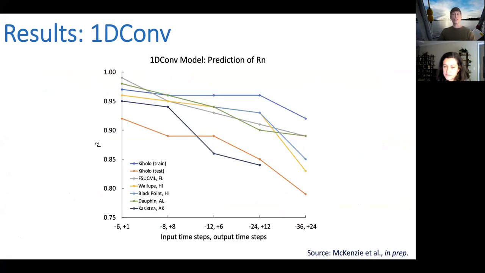So as I mentioned previously, for the default time steps for the 1D convolutional model, we're using the previous 6 hours to predict 1 hour in the future. But we also tested this using other numbers of input and output time steps. And so here we have a plot showing the R square value for several variations of input and outputs for various sites that we tested. And you can see here, the main takeaway is really that the model is still able to successfully predict radon, even if you're predicting, say, 24 hours in the future. So it's a pretty exciting result.